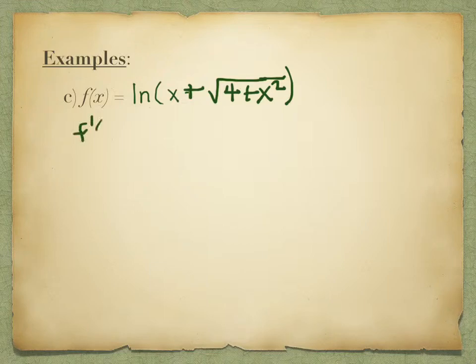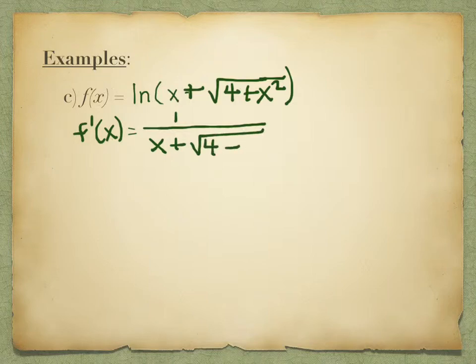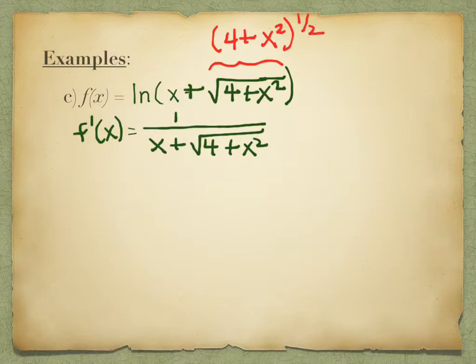And as I'm taking this derivative, of course, the first part becomes 1 over the entire inside function, which is x plus the square root of 4 plus x squared. And then I get to take the derivative of x plus the square root of 4 plus x squared. Now, one thing that might be helpful to remember is that I can rewrite this expression as 4 plus x squared to the 1/2 power instead of writing it as a square root. So I need the derivative of this.